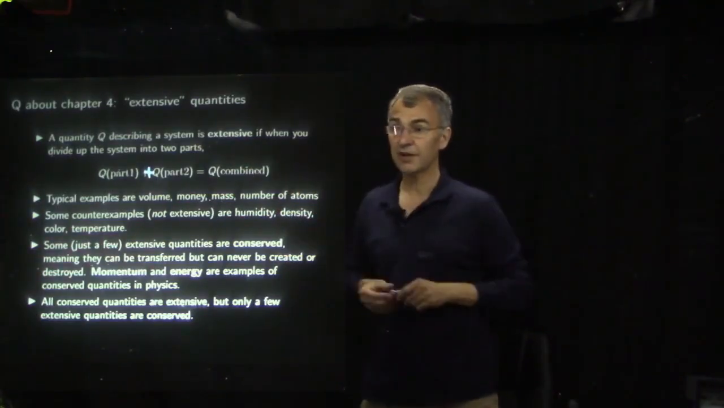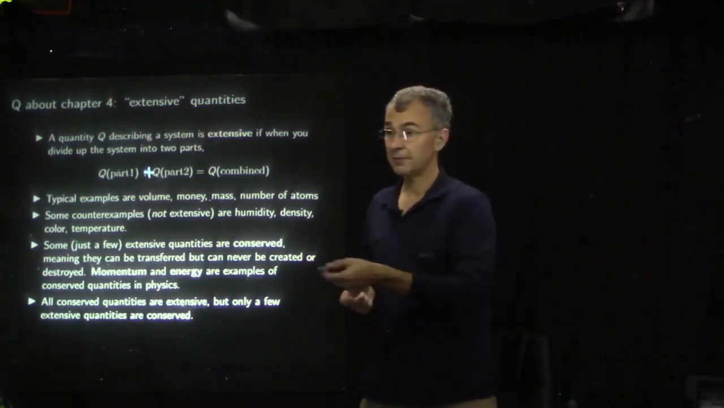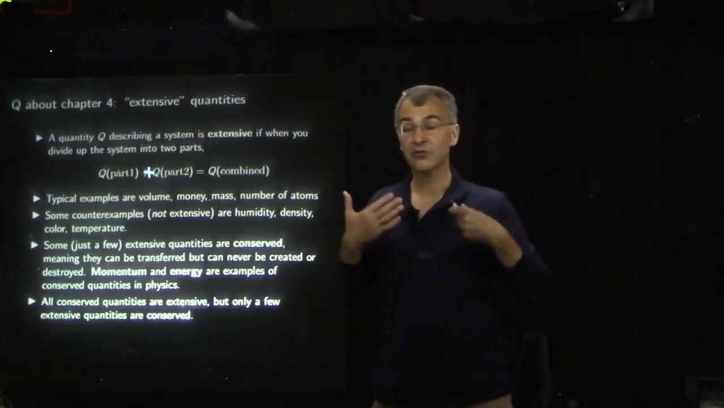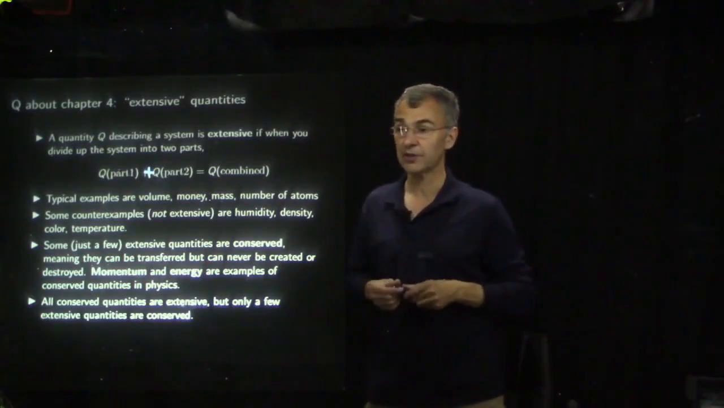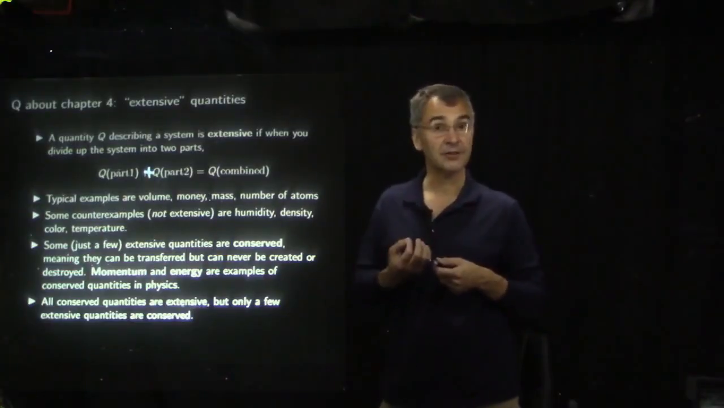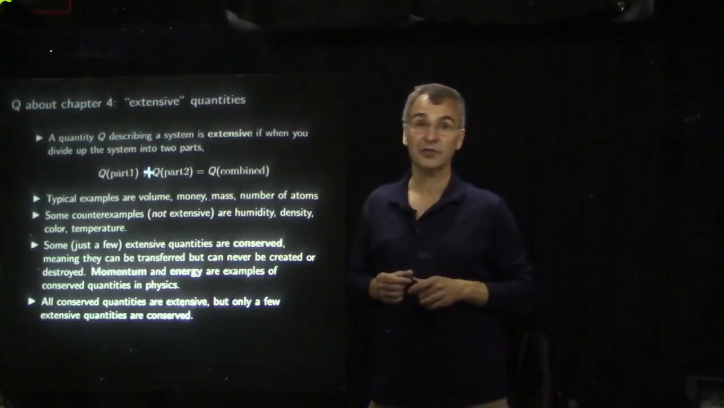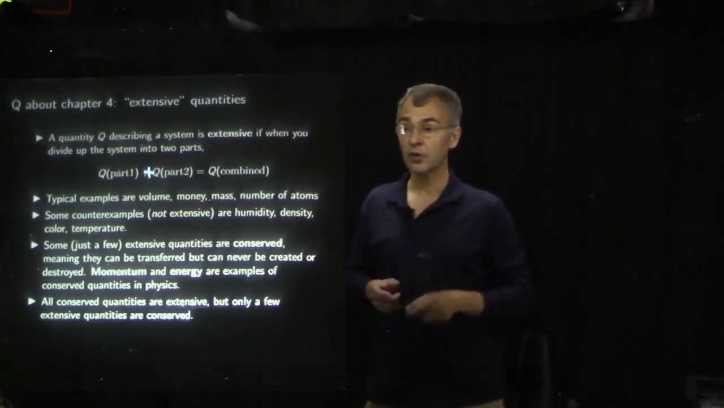Some extensive quantities are conserved, only a few. A quantity which is conserved can be transferred from one object to another, but can never be created or destroyed. Momentum, and then in Chapter 5, energy, are examples of conserved quantities in physics. All conserved quantities are extensive, but only a few extensive quantities are conserved. If this really confuses you, don't worry about it.